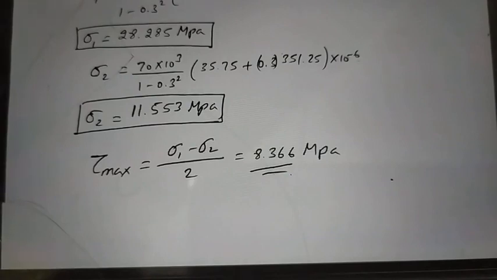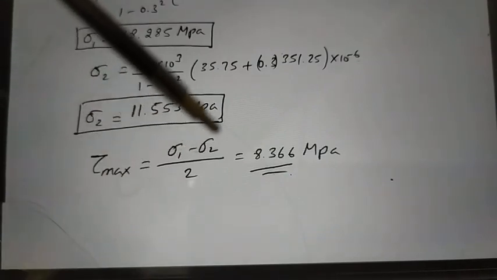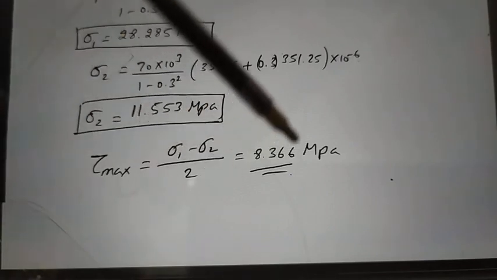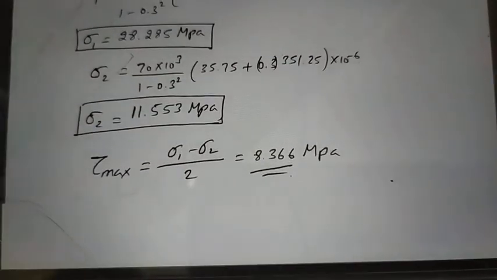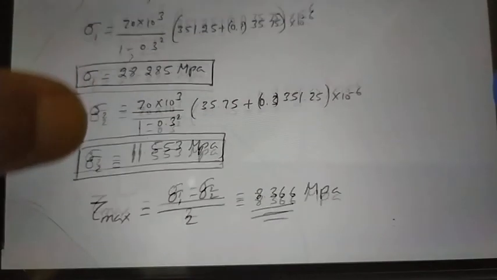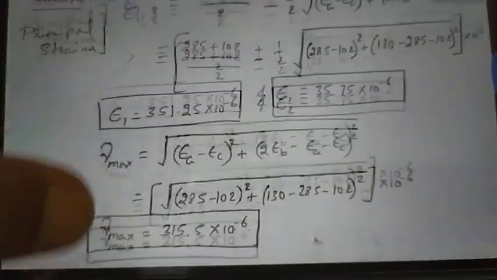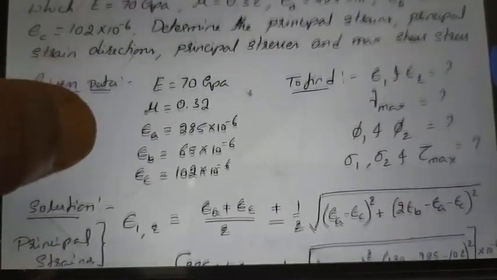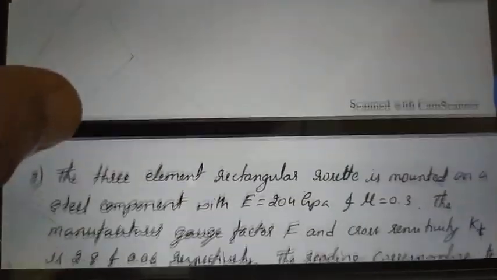And tau max, as you know, the general equation is sigma 1 minus sigma 2 by 2. You know both sigma 1 and sigma 2 values, so if you just substitute, you are going to get the tau max. So this is the problem, and it is very simple. In this problem, they have asked to determine principal strains, principal directions and principal stresses. So you have determined them by using these things. This is the way of calculating the first thing.